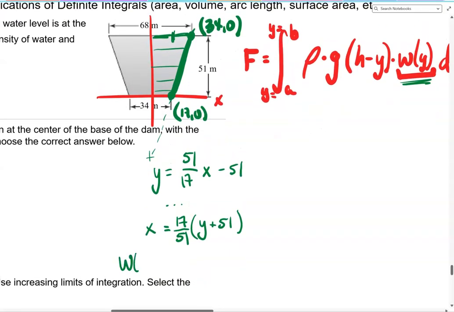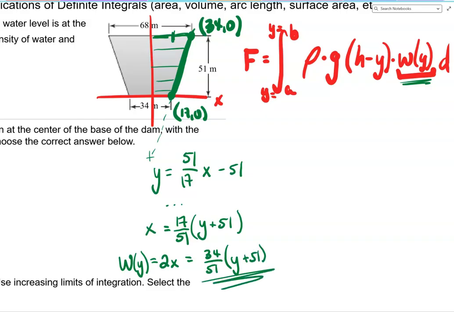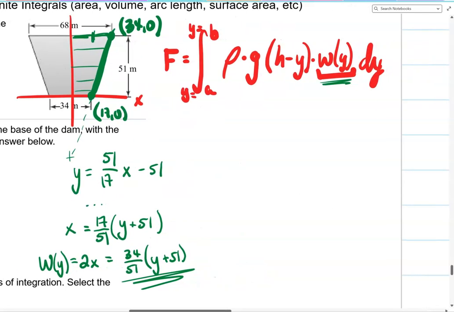Now, the x value given any y value can be computed with that equation, but let's recall that the width of the dam, based on our y coordinate, is going to be 2 times whatever x coordinate we get. So I'm just going to double this, and I'm going to call this 34/51 times y plus 51. Now that expression would give me the width of the dam, not just the position of the x or the y value.